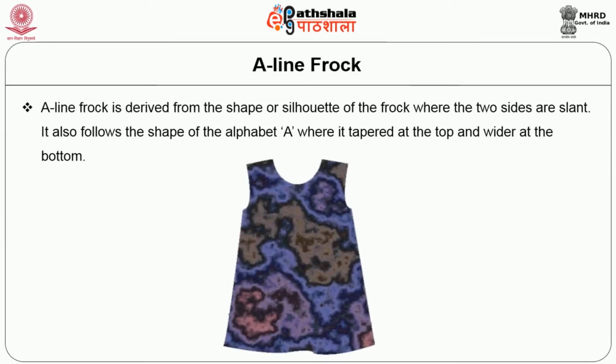First, we learn about A-line frock. A-line frock is derived from the shape of the silhouette of a frock where two sides are slant. It follows the shape of an alphabet A, where it is tapered at the top and wider at the bottom. What you see now on the screen is a basic A-line frock without sleeve. We will learn the method of drafting patterns for this A-line frock.